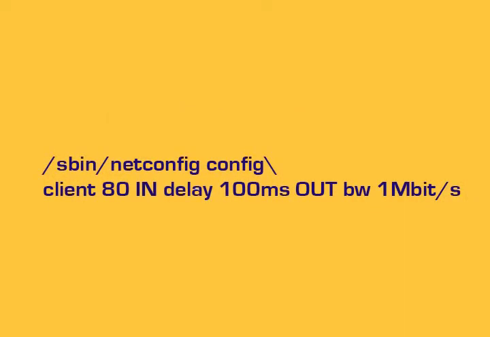Here's an example of how to configure an emulated link. Run the command /sbin/netconfig config client 80 in delay 100 milliseconds out BW 1 megabit per second. This will configure the emulation in client mode, intercepting traffic between a local client and a remote server on port 80. In this experiment, the link is configured with a delay of 100 milliseconds on incoming traffic and a bandwidth of 1 megabit per second on outgoing traffic.